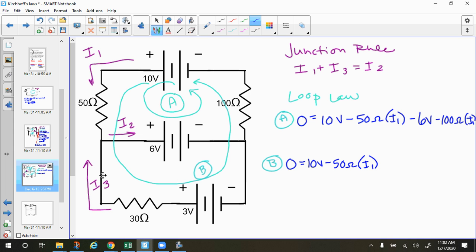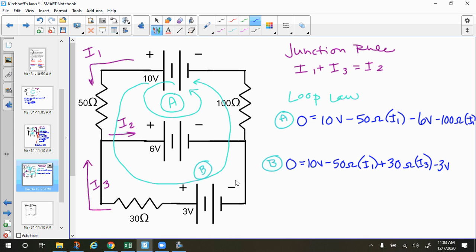Then we go down here, and this time we're going this way through this resistor, but the current's going the other way. Since we're traveling the opposite way, we're going from lower to higher potential. So we're going to add the 30 ohms times I3. And then we're traveling backwards through the battery, from the positive side to the negative side. So we're going to subtract 3 volts.